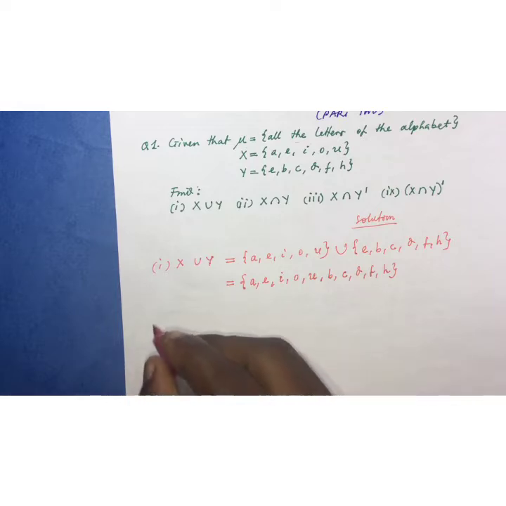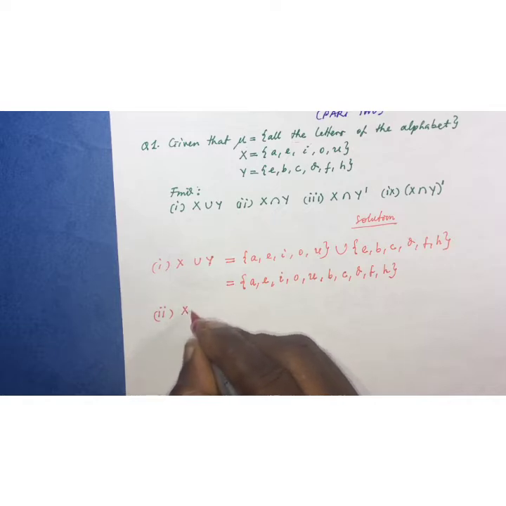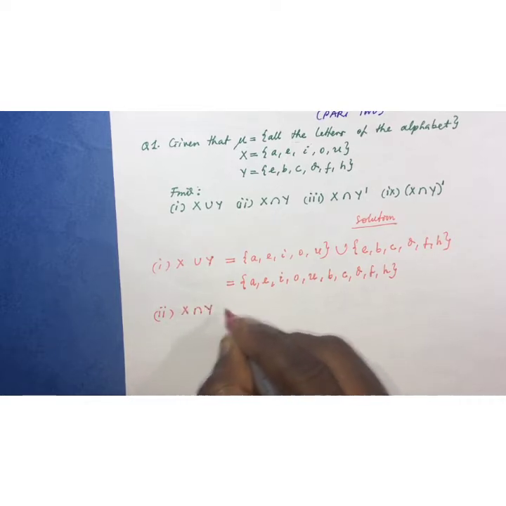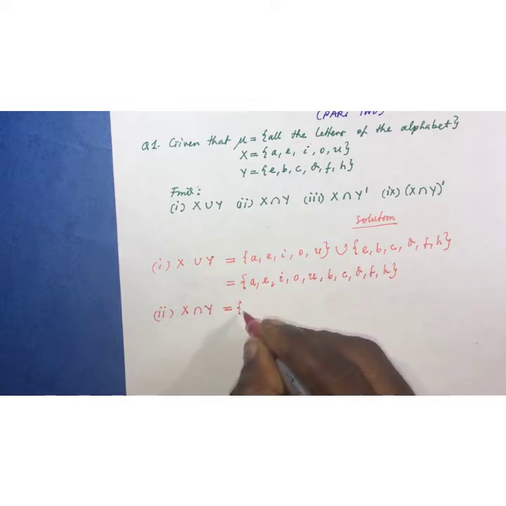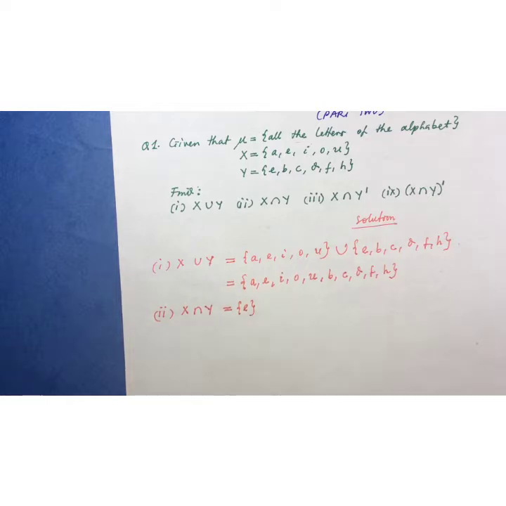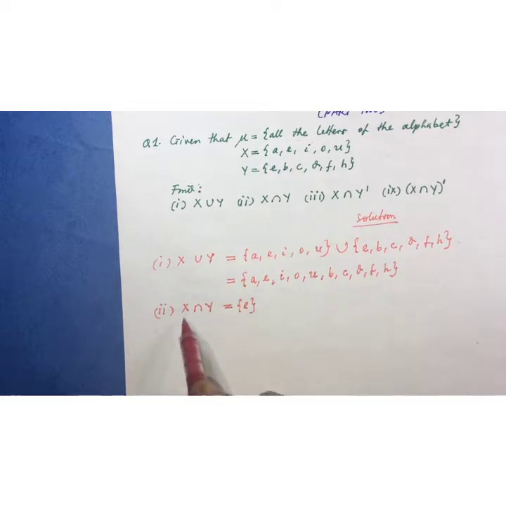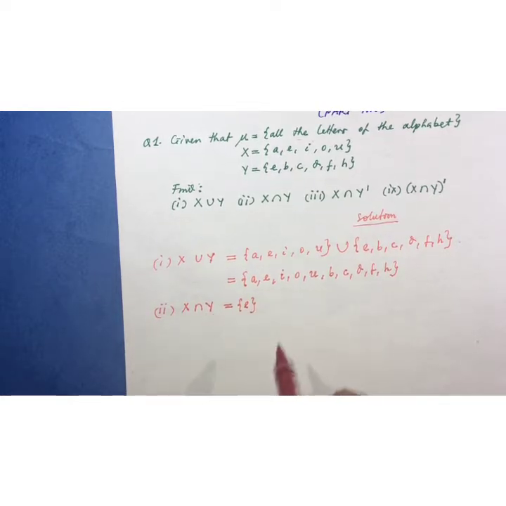So let's go to the next problem. II demands that we find x intersection y. Remember what we said in set theory, that the intersection of two sets gives a new set containing elements found common to both sets. So what element do you have common to both sets? It is just the element E. Now that tells you that x intersection y is a singleton.